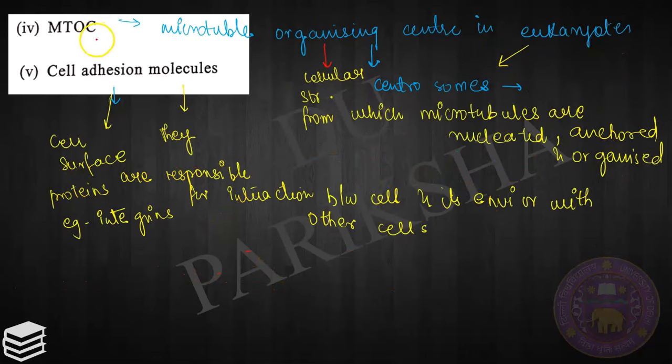Fourth one is MTOC. MTOC stands for microtubule organizing center. It is a cellular structure from which microtubules are nucleated, anchored and organized. Centrosome is the primary microtubule organizing center in animal cells. These organize the microtubular cytoskeleton by controlling the number, location, orientation and stability of the microtubules.